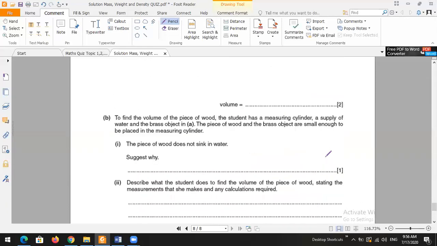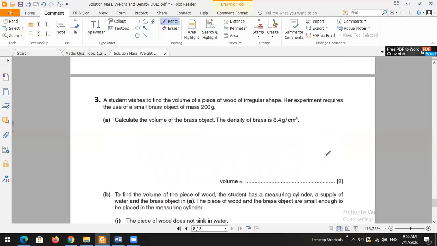Okay, the last question, question number 3. A student wishes to find the volume of a piece of wood of irregular shape. Her experiment required the use of a small brass object of mass 200 gram. Calculate the volume of the brass object. Mass is given, density is given, so we can find the volume. Density is equal to mass over volume, so volume will be equal to mass over density.